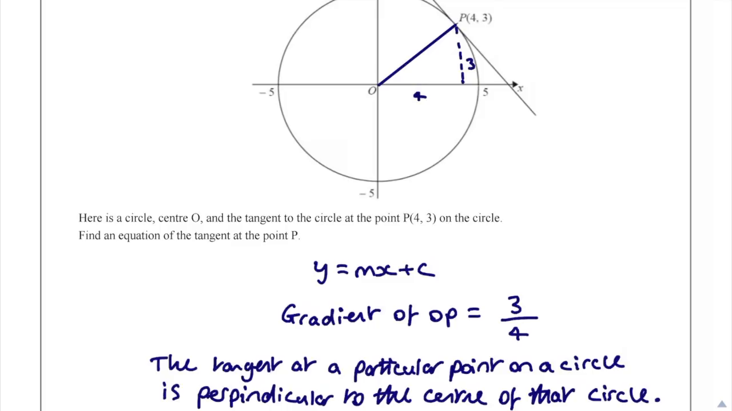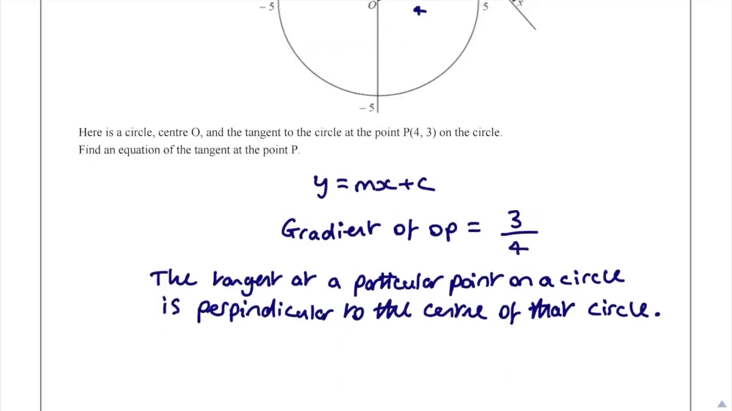So what we're saying is that the line OP is perpendicular to the line of the tangent. Now, if they're perpendicular, then their gradients are going to be the negative reciprocal of each other. So remember, when you're trying to find the normal to a curve, you take the negative reciprocal of the gradient of the tangent. And that's exactly what we're doing here, but we're taking the negative reciprocal of the gradient of the line OP.